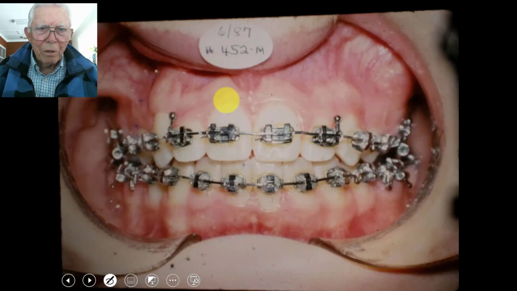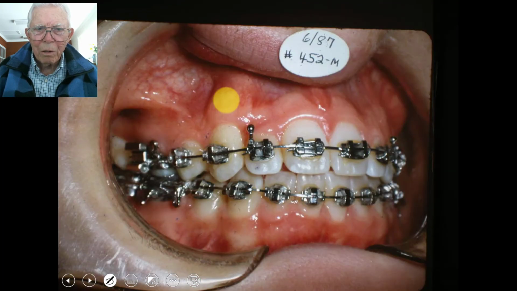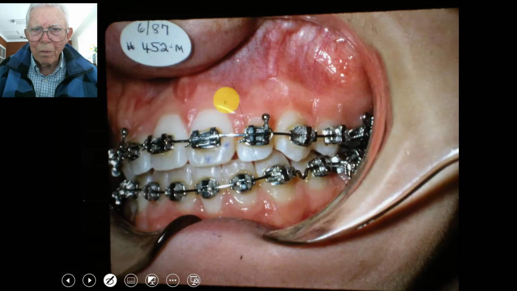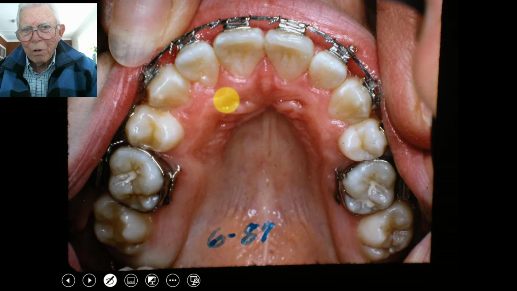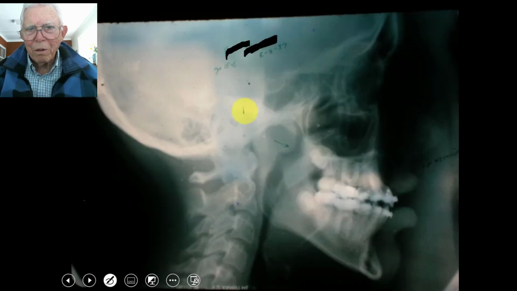Okay, now it's looking good. The thing is just about torqued to the right amount. And you see the root is going in now, and the palate is changing.